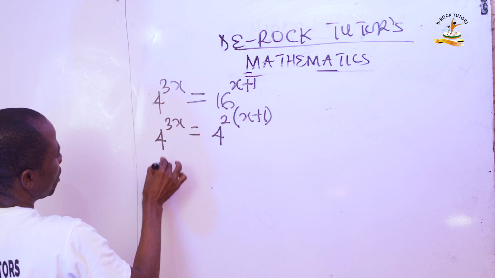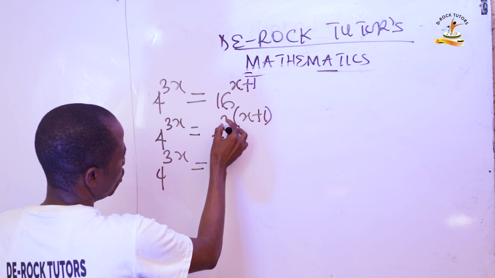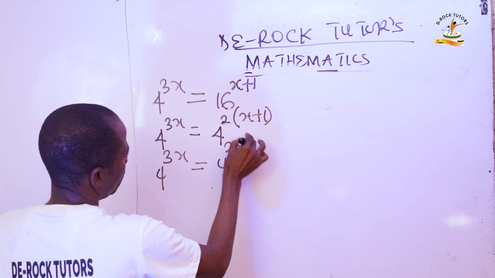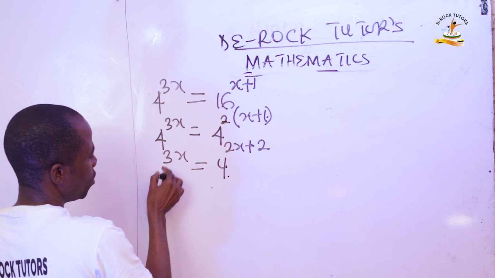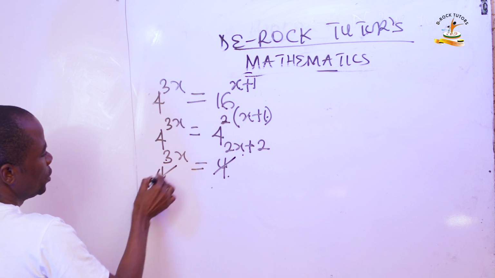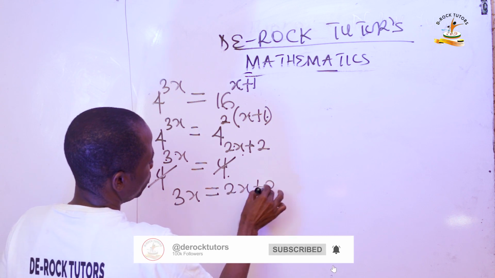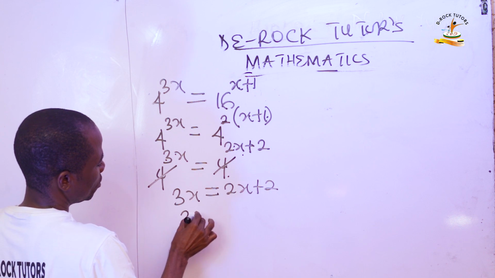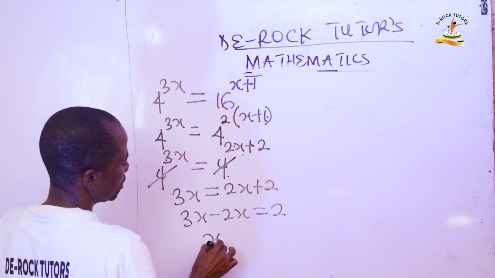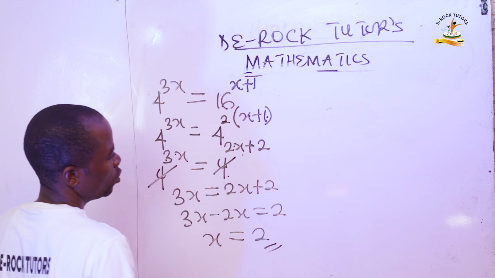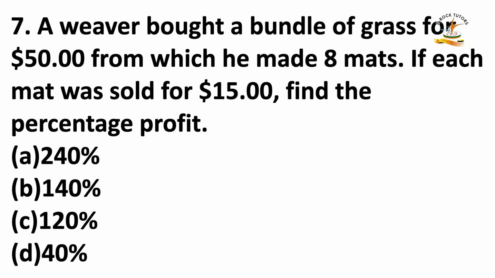And this becomes 4 raised to power 3x is equal to 4 raised to power, then we'll distribute this. 2 times x gives us 2x plus 2 times 1 gives us 2. And since the bases are now equal, the exponents become equal. So we now have 3x is equal to 2x plus 2. When this is brought here, it becomes 3x minus 2x is equal to 2. 3x minus 2x gives us x equal to 2. So the value of x is 2. That is option B.